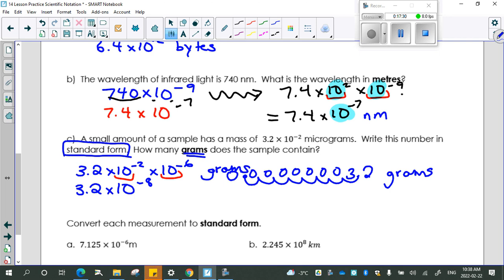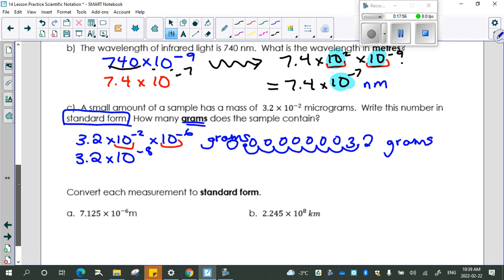Sorry, that's in scientific notation, but they want us to rewrite it in standard form. So we're going the other way this time. We're taking a number in scientific notation and we're writing it out in standard form. All right, and that's what we're going to do on the next one.